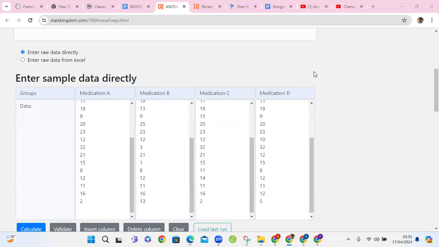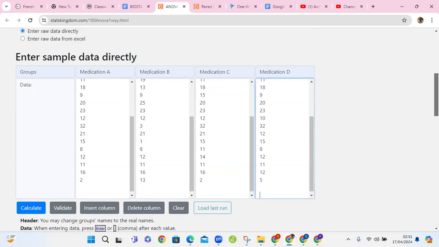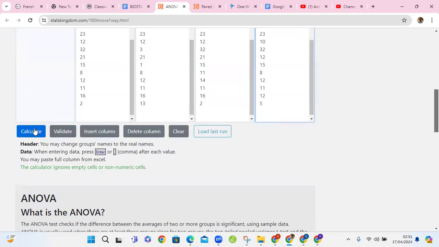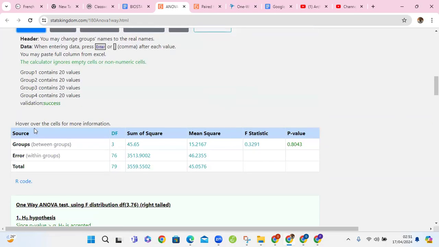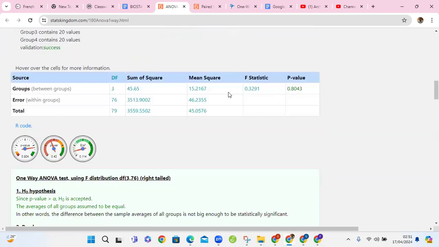Now we have input our data in the calculator. We are going to calculate. So we just type calculate. And what we need to do now is to identify the p-value, which is the next step. And here it is, the p-value, 0.8043.